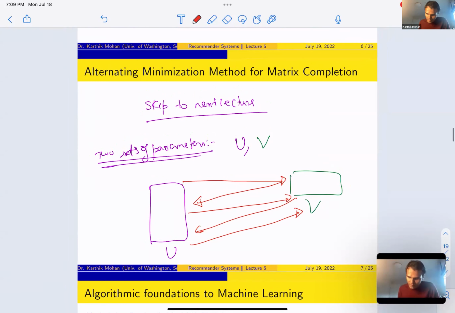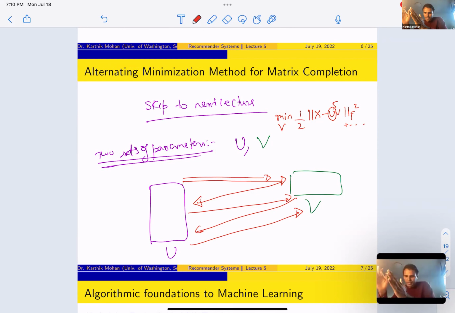How does it actually happen? If you look at that formulation that we had, minimize X minus UV, you fix U, which means I only minimize with respect to V. Let's say you're in the 5th iteration, you already know what U is from before. So you fix U to U5 and only optimize for V. Now you've learned a new V, let's call it V5. Fix V5, and then learn U6. Fix U6, learn V6. Fix V6, learn U7, V7, U8, like that. So that's the alternating part.